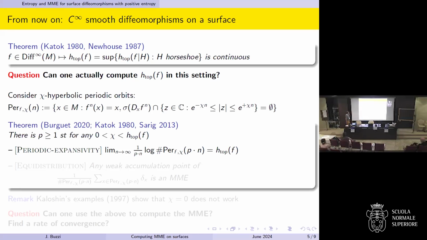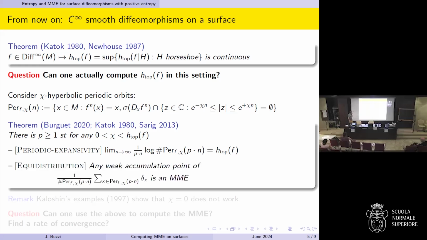Okay, so now, we know by Newhouse's result on the previous slide that there are measures which realize the topological entropy, so which have the full complexity of the system. Now you can ask yourself, how can I see them? Since this is about computation and visualization. There are some results that point to a possible way.